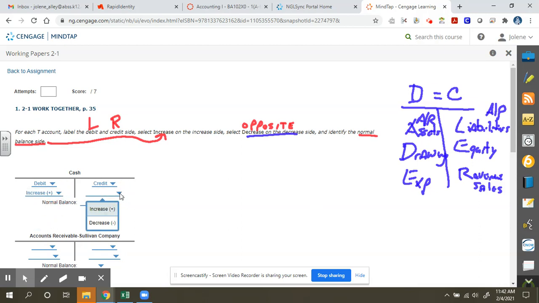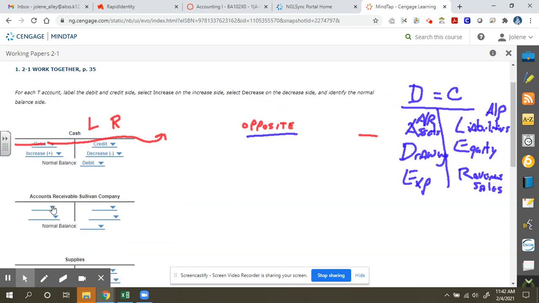Increase, which means the other side decreases. And it wants to know the normal balance, or which side increases. Debit. Now, this is what it's going to look like on every account that is an asset or a drawing or an expense. They're all going to look the same.